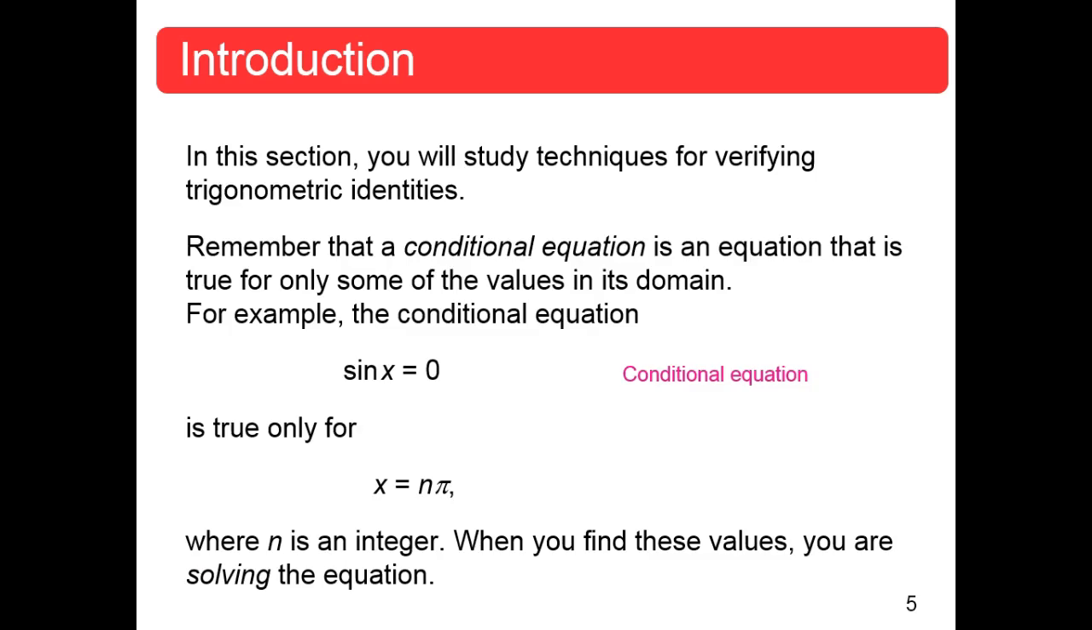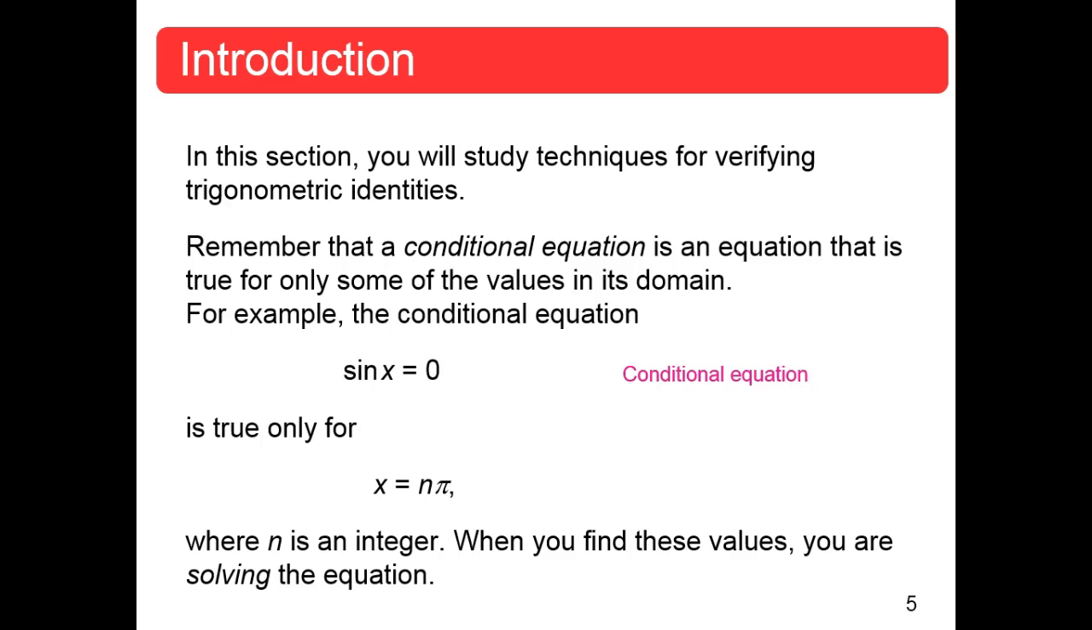And here's the introduction. Okay, so valuable slide. In this section, you will study techniques for verifying trigonometric identities. Now, here's what I was getting at. Most of our equations we play around with are what we call conditional equations. It's an equation that is true for only some of the values in the domain. You try to solve that equation to figure out what values would make that true. That's a conditional equation because it's not always true, only for certain values.